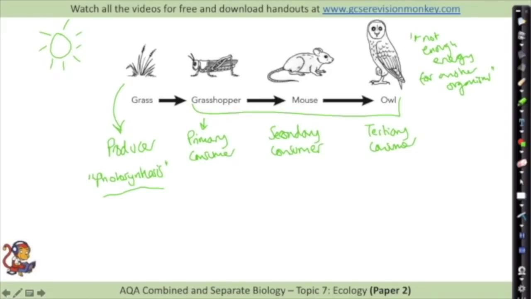Energy is wasted in other ways as well, for example, through the movement of the organisms, through the fact that they produce feces, and as we said before, the fact that there are inedible parts of the organism, which means they can't be eaten. So by the time you get to the end, there's just simply not enough energy for another organism to fit into the food chain. That's why the arrows face in this direction.